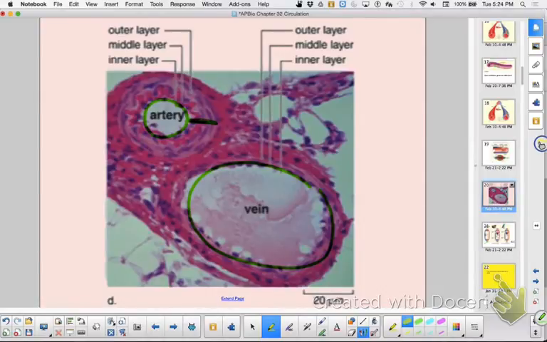So on your vein, the function is that it takes blood towards the heart. Its structure is a larger lumen and valves that prevent backflow. And venules are the smallest veins.